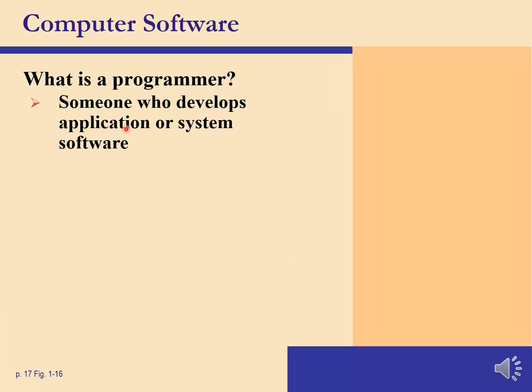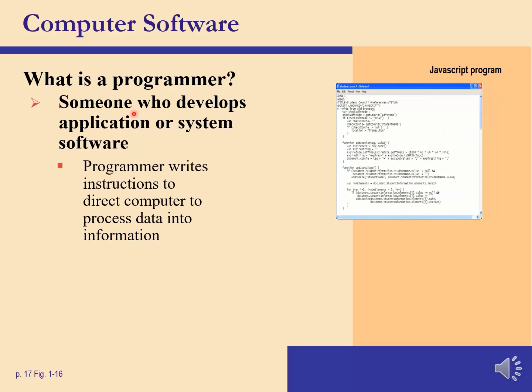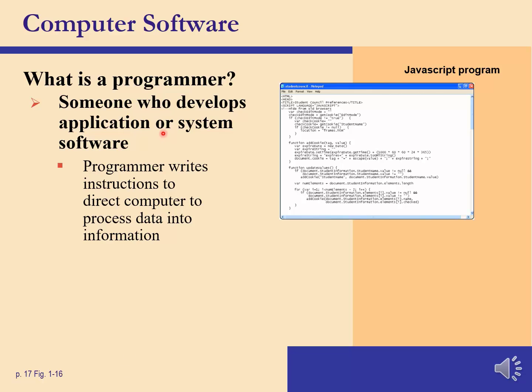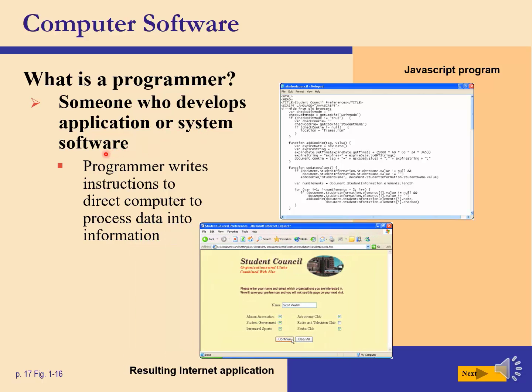What is a programmer? Who is the programmer? Someone who develops application or system software. Programmers write instructions to direct the computer to process data into information. So the programmer is someone who develops applications like this by writing instructions to direct the computer.